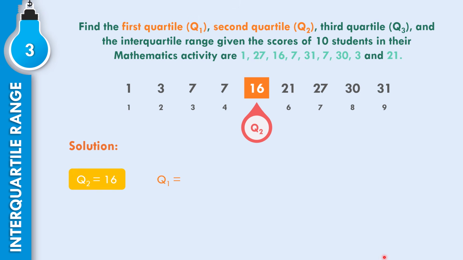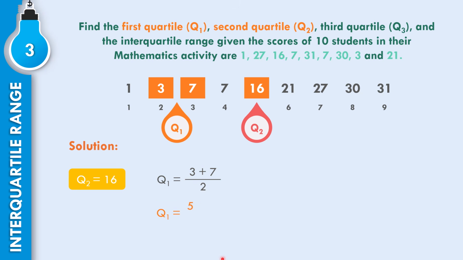So let us identify now the Q sub 1, that is the first quartile. If we count, this is 1, 2, 3, and then 4. So it means the Q sub 1 is between the second and third position. So let us add 3 plus 7 divided by 2, that is equal to 10 divided by 2. The answer is equal to 5. So the Q sub 1 is equal to 5.